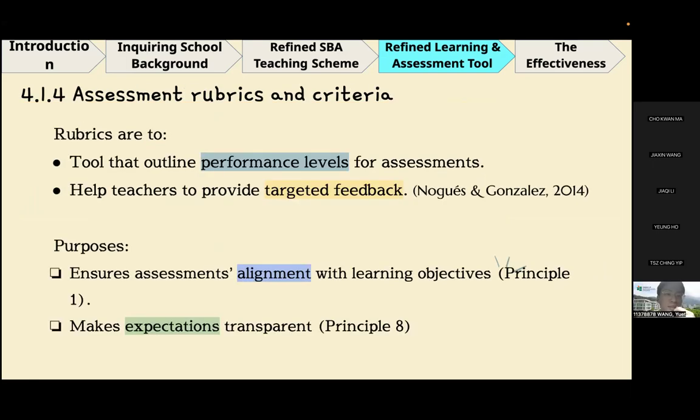So for the assessment rubrics and criteria, they are tools to outline performance levels for assessments and help teachers to provide targeted feedback. And we also wanted to align with principle 1, ensure assessments align with learning objectives, and principle 8, to make expectations clear to the students.